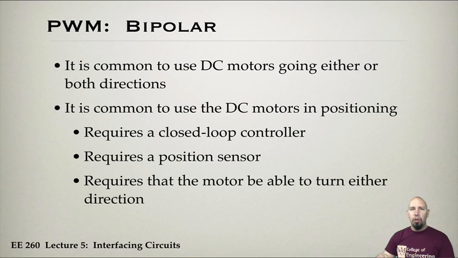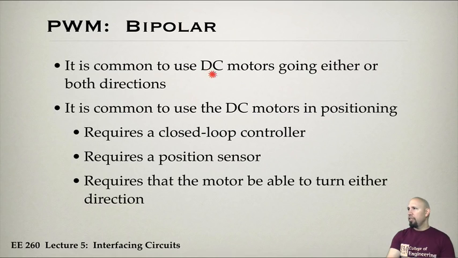So these are the two different types of pulse width modulation. Again, the Arduino does the unipolar, so the bipolar is a little more complicated. It's common to use DC motors, for example, going either direction. Notice you can't use the bipolar pulse width modulation if you want to light an LED. An LED has to have the current flowing one direction. The current will not flow the other direction. So bipolar doesn't work with an LED. It would work with a regular incandescent light bulb, but not with an LED.